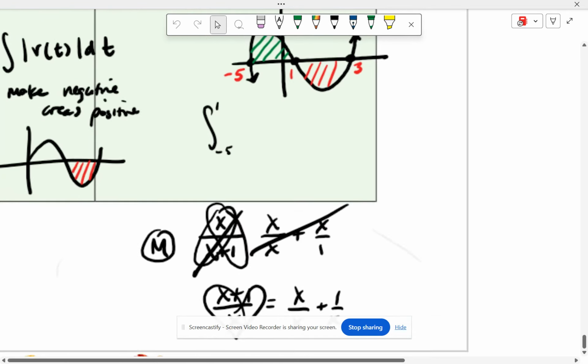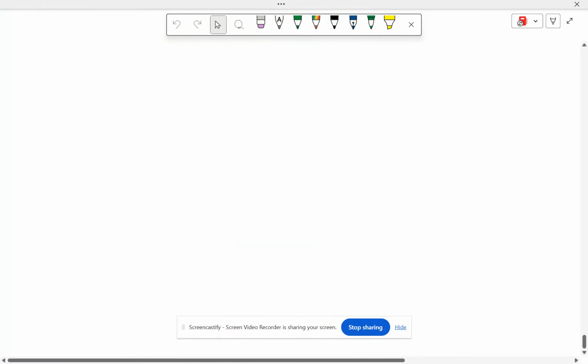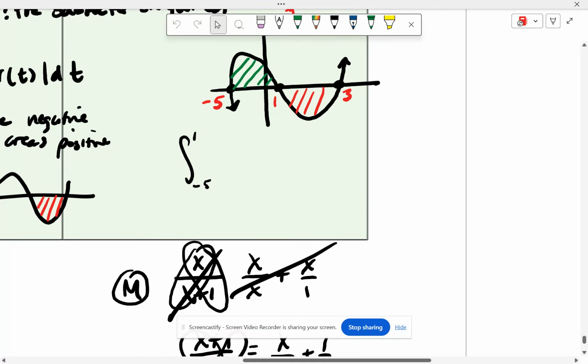Okay, so now you set up the integral. Let's call this curve.